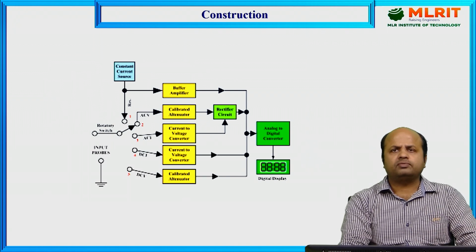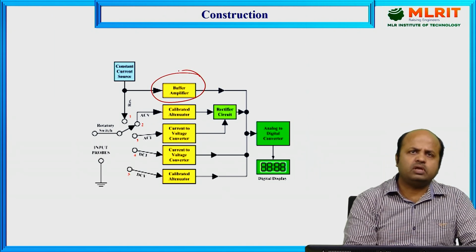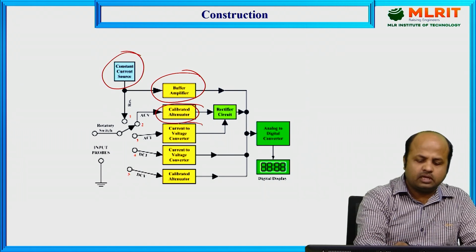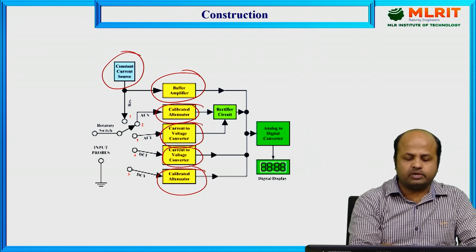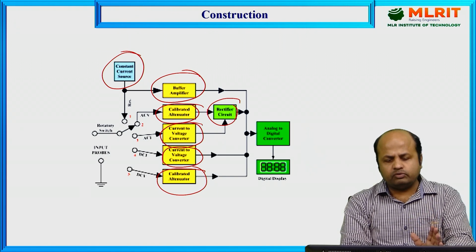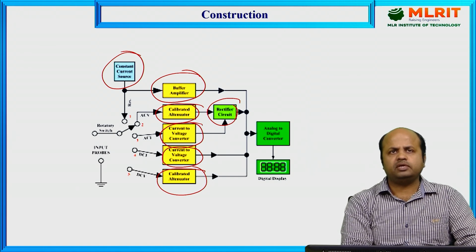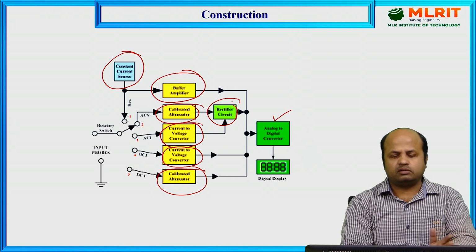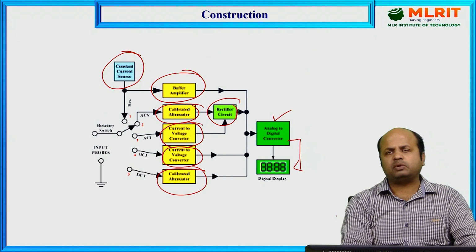This is the basic overview, or basic block diagram, of a digital multimeter. Here we can see that we have a buffer amplifier, constant current source. Then we have a calibrated attenuator. Here, current to voltage converter for DC. Then here we have an attenuator. Then here we have a rectifier circuit. So basically four blocks are very important: current to voltage converter, constant current source, attenuator and rectifier. These four blocks are very much important, and we will discuss the working of each block. Here we have an analog to digital converter. Whatever signal is generated before the final stage is converted to digital data, and the digital data is given to the digital display for the final display.